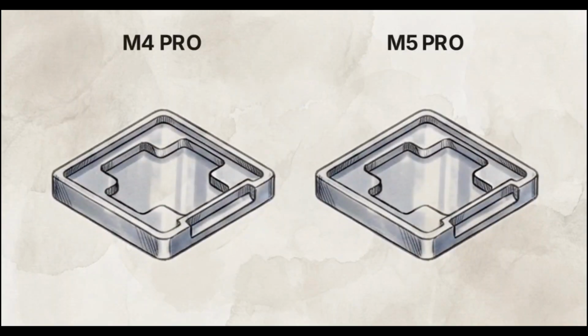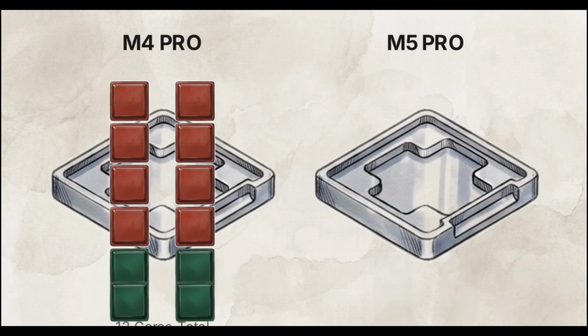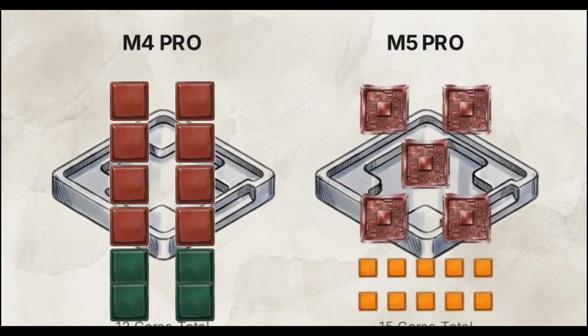This chart shows the structural differences. The M4 Pro follows a traditional baseline: 8 performance cores for heavy tasks, and 4 efficiency cores for battery endurance. On the M5 Pro, Apple removed efficiency cores entirely, utilizing 5 supercores and 10 new mid-cores.